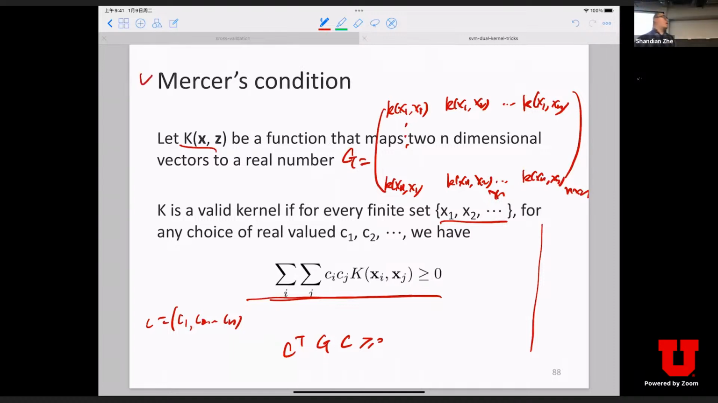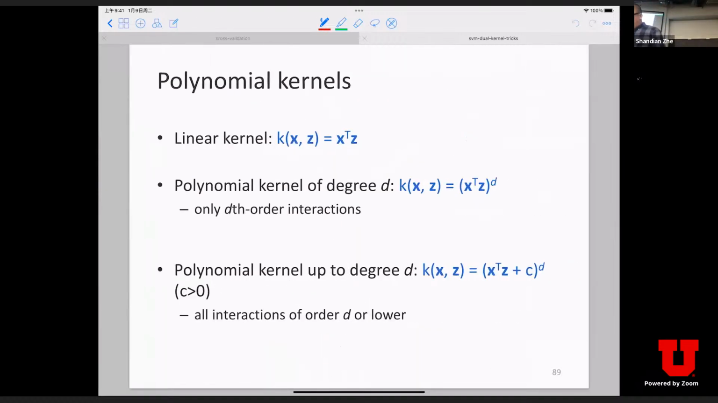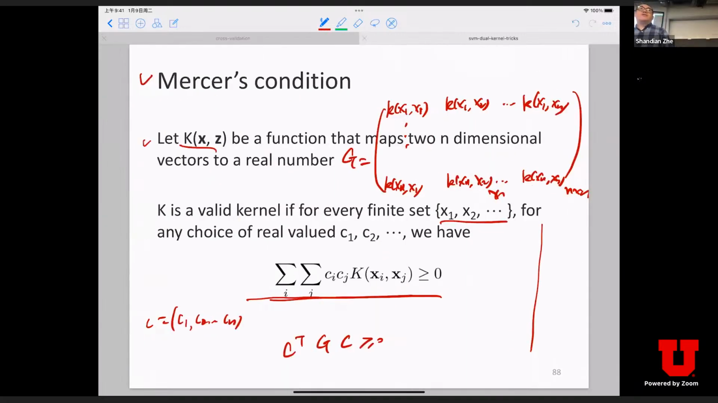So this is the most commonly used way to check if an arbitrary function is a valid kernel function. But in practice, even showing this is not very easy, because this condition tells us you need to pick an arbitrary finite set of inputs. The vectors can be arbitrary, and the number of vectors can be arbitrary. And you need to always show the corresponding constructed Gram matrix G to be positive semi-definite. This is still non-trivial in many cases.